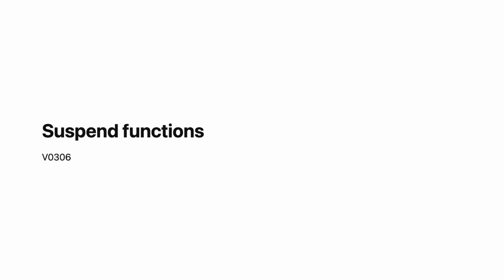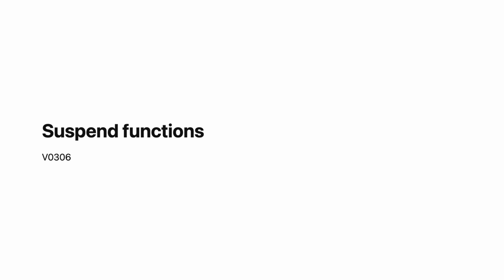Suspend functions. We have seen coroutines and the delay function. But what makes delay special? It is a suspend function. Today we understand what suspend functions are and how they enable non-blocking code. A suspend function is marked with the suspend modifier. suspend fun fetchData(): String. This function can suspend. It can pause execution without blocking a thread.